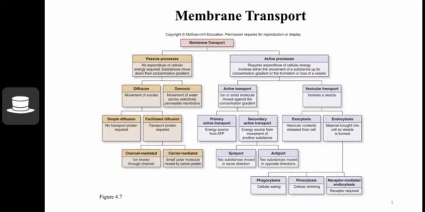A special type of passive transport is called osmosis. And osmosis is the diffusion of just water instead of the solutes or the small things that are dissolved in the water.